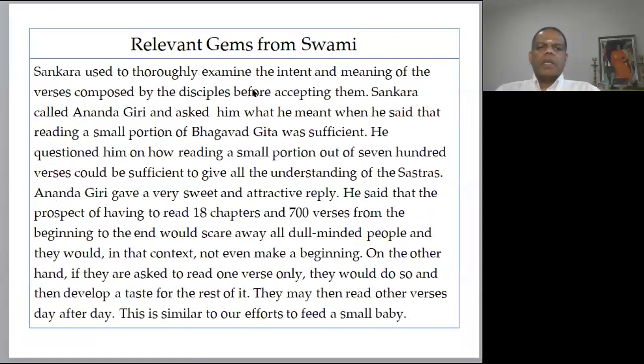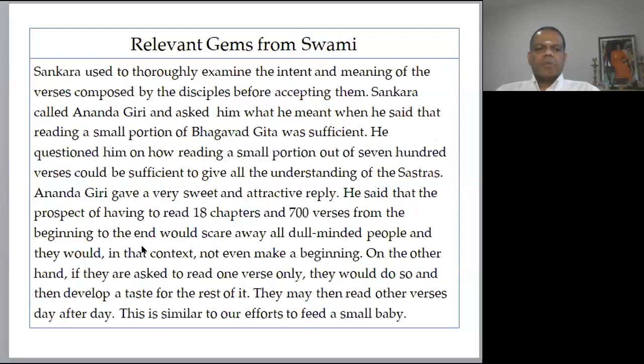Shankara used to thoroughly examine the intent and meaning of the verses composed by the disciples before accepting them. Shankara called Anandagiri and asked him what he meant when he said that reading a small portion of Bhagavad Gita was sufficient. He questioned him on how reading a small portion out of 700 verses could be sufficient to give all the understanding of the Shastras.